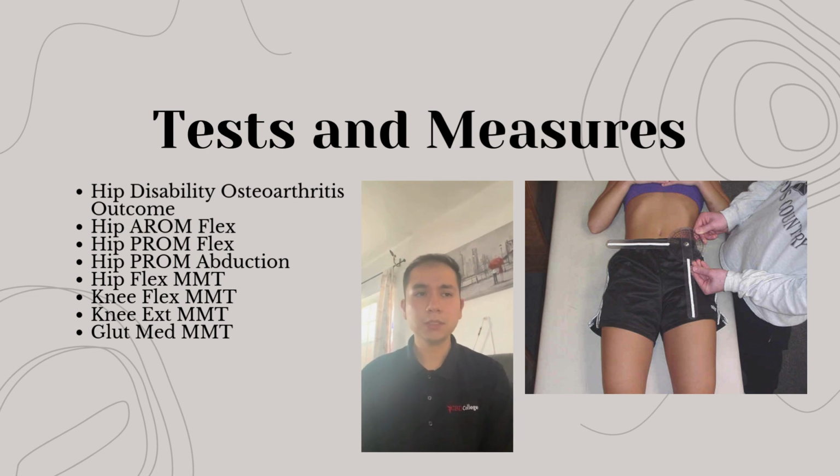So the tests and measures that were done in the initial evaluation for this patient was the Hip Disability and Osteoarthritis Outcome Score, which she scored at 23.75. Then she got active range of motion hip flexion. In the right leg, she got 65 degrees, and in the left leg, she got 85 degrees. Then it was passive range of motion, hip flexion. On the right, it was still 65 degrees, and on the left, it was still 85 degrees, so it didn't change.